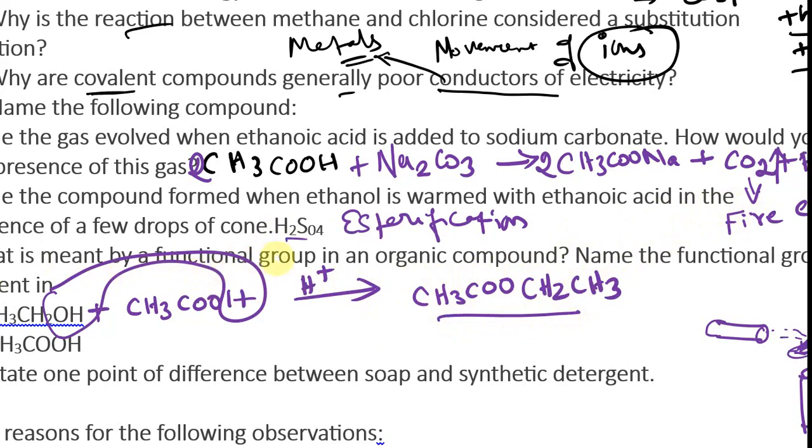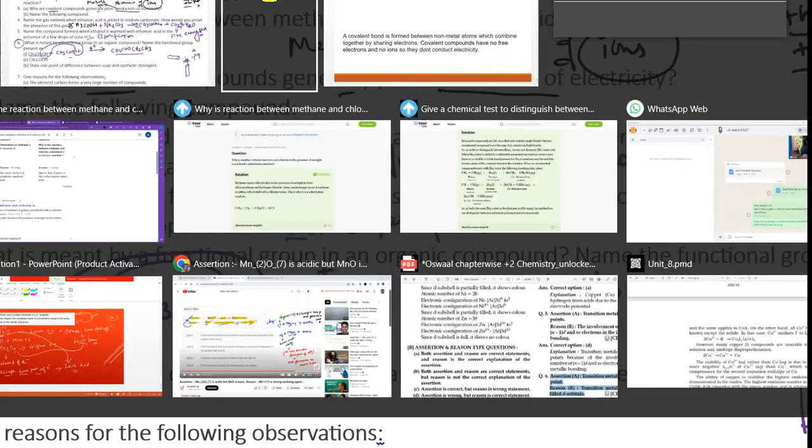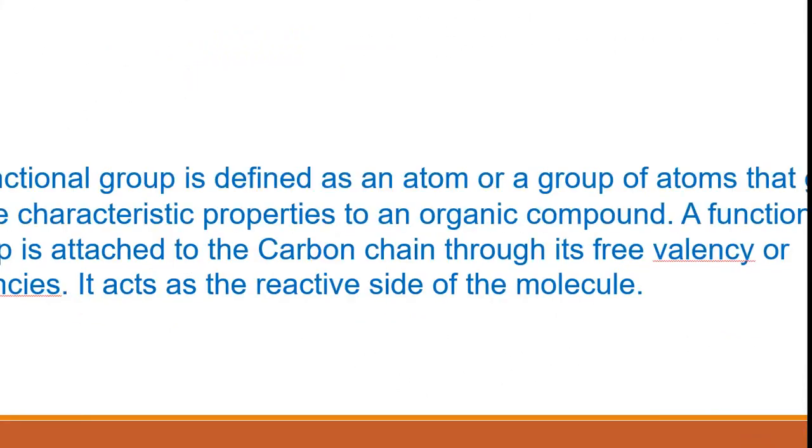What is meant by functional group in organic compound? Name the functional group. So this we know is an alcohol, as I said, and this is an acid, right? So what is meant by functional group? Let us check out the answer here. Yes, the functional group is defined as an atom or a group of atoms that gives some characteristic properties to an organic compound. A functional group is attached to the carbon chain through its free valency or valences. It acts as a reactive site of the molecule.